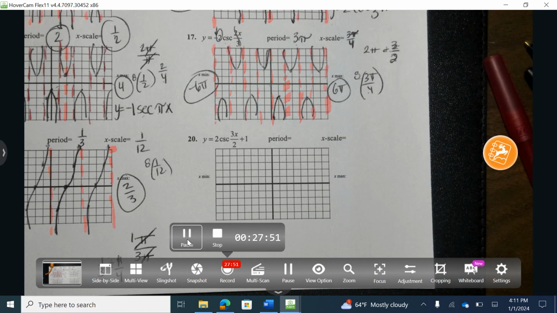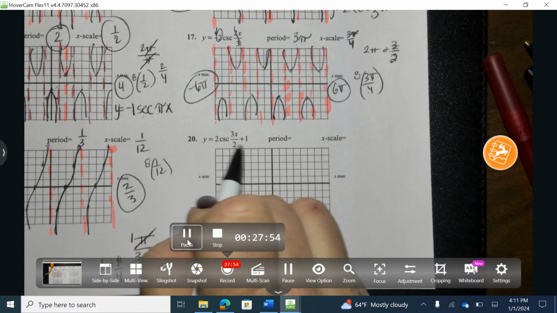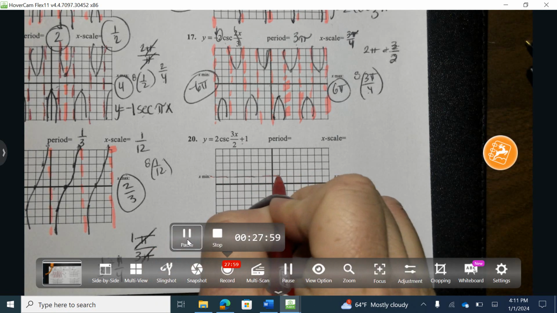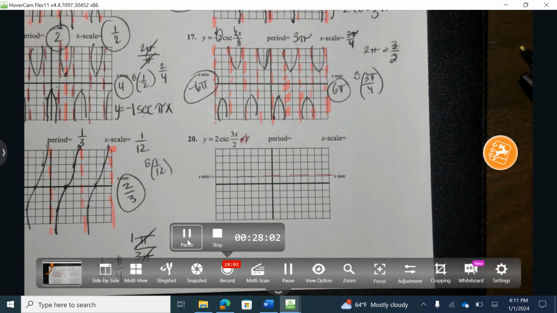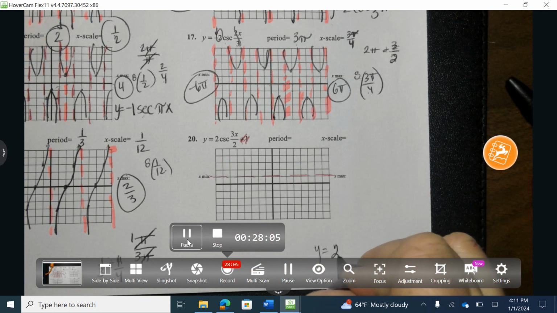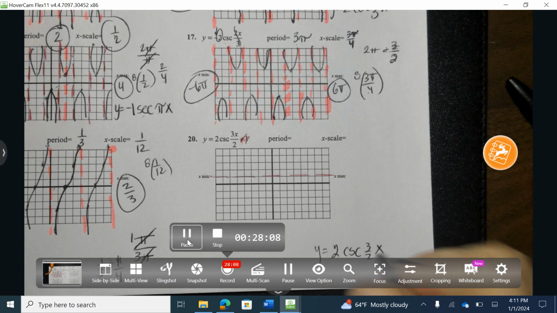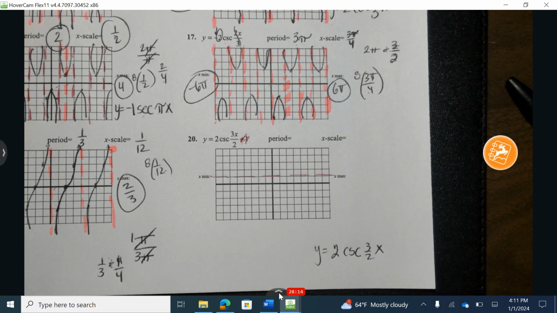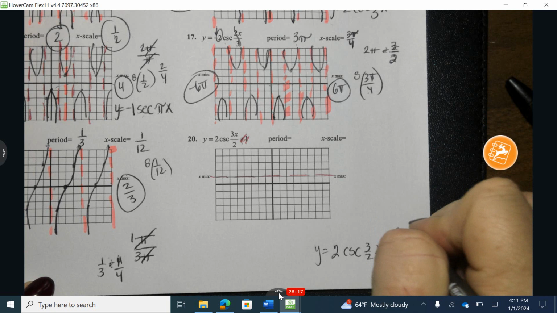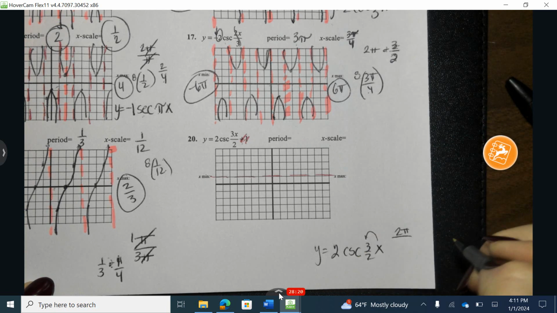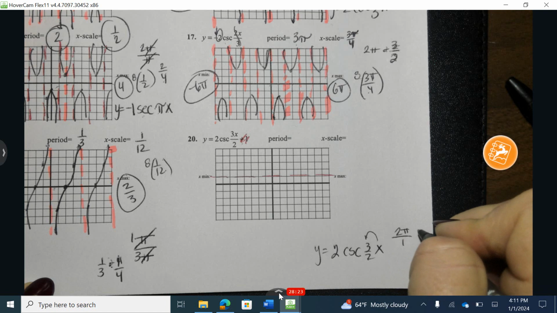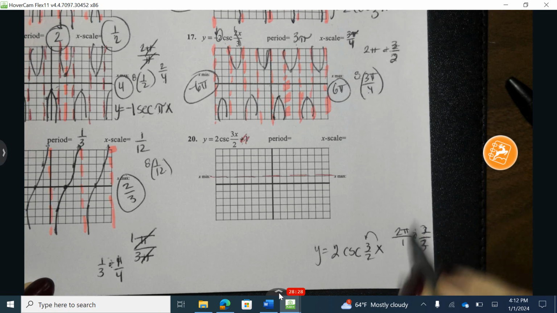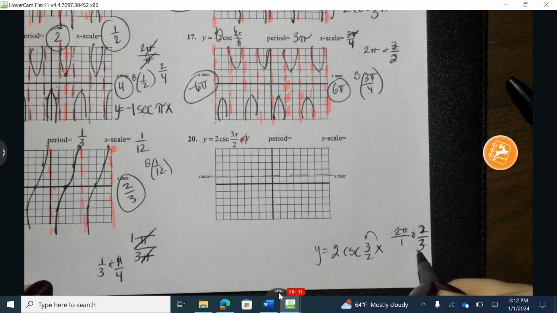Now what's different about this compared to any other problem on this page is we do have a vertical shift. So everything's going to shift up 1. And now I'm going to get rid of that, and I'm going to rewrite this as y equals 2 times the cosecant of 3/2 x. Let's next identify the length of the period. Since cosecant is the reciprocal of sine, I'm going to take 2 pi and divide by whatever's in front of the x, which is 3/2. So 2 pi divided by 3/2 means I multiply by the reciprocal, and I end up with 4 pi over 3.